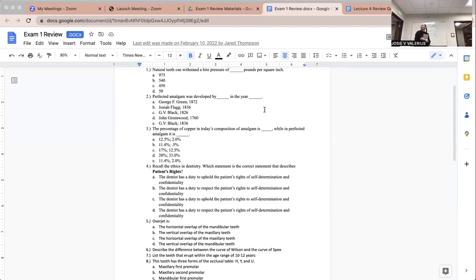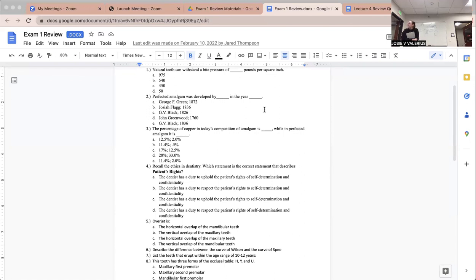Okay. What is overjet? It's the horizontal something. Yes, horizontal overlap of the maxillary teeth. So that would be C. And I like to remember overjet like a jet takes off, it goes forward.